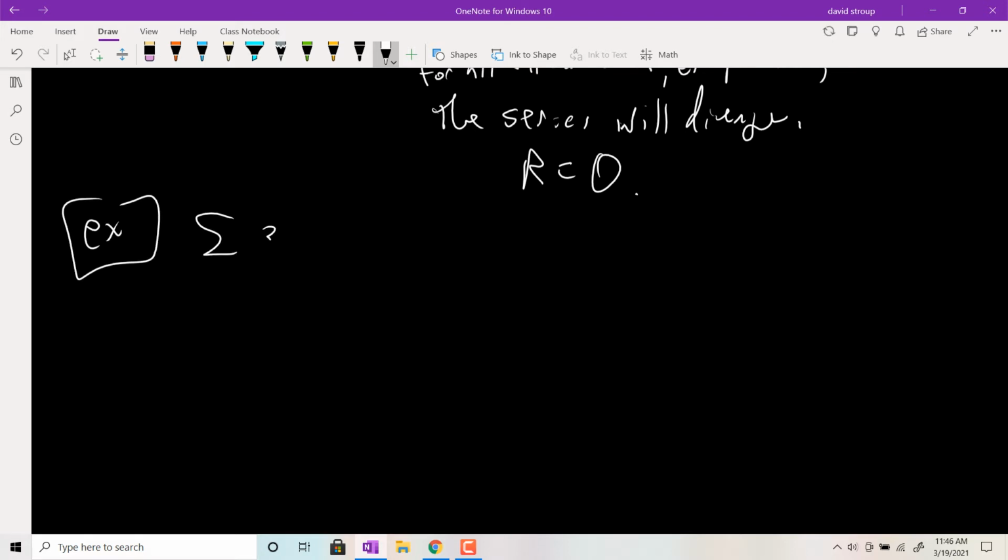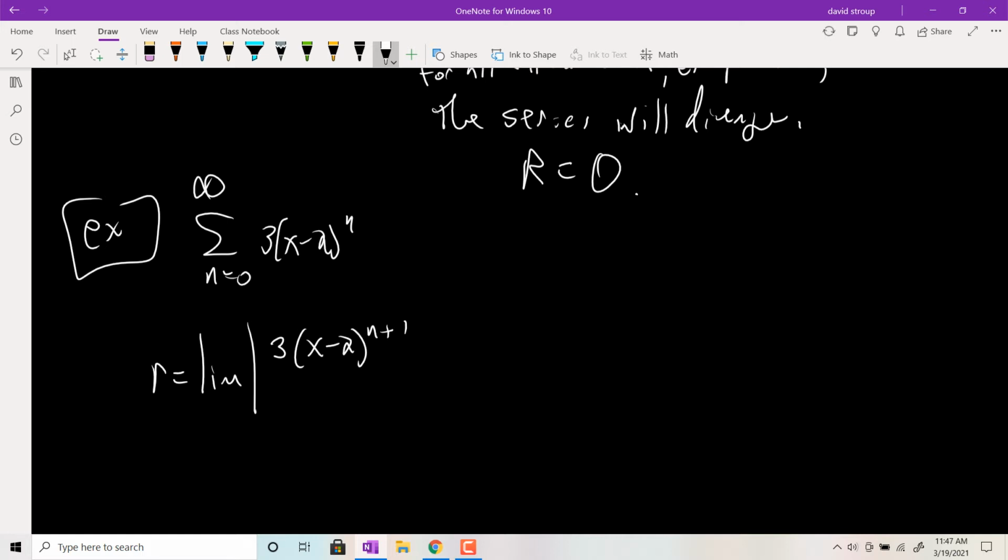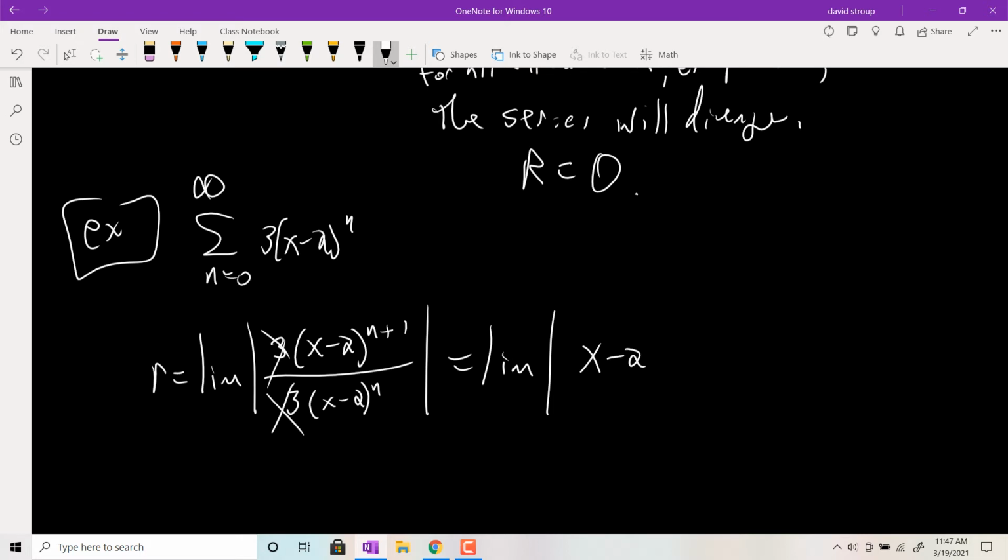The sum of 3 times (x minus 2) to the n, from n equals 0 to infinity, right? So in this case, we have an r value equal to the limit of the absolute value of 3 times (x minus 2) to the n plus 1, all over a sub n. This thing you can simplify. So it's going to be the limit of the absolute value. The 3's totally divide out. (x minus 2) to the n plus 1 minus n is just x minus 2.